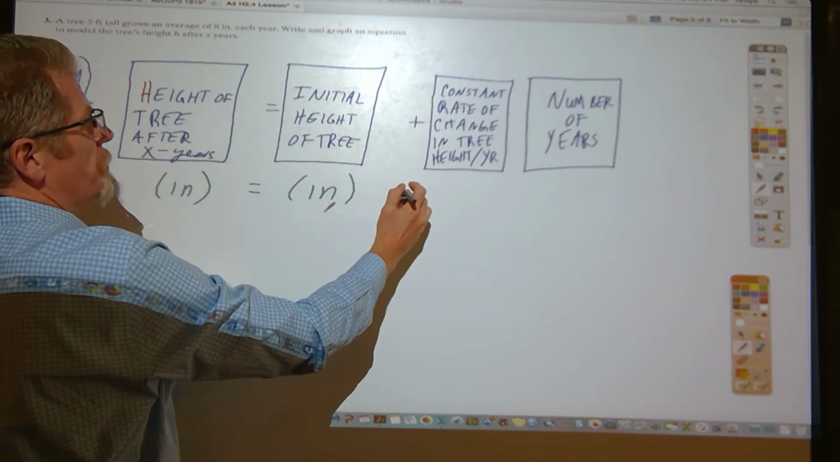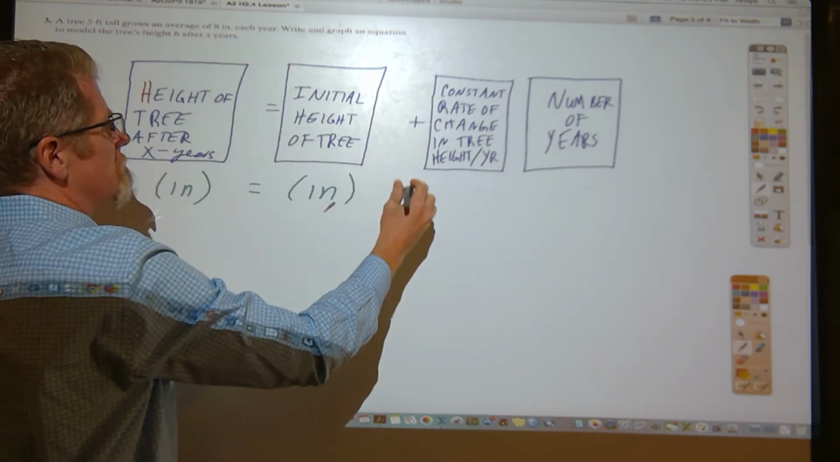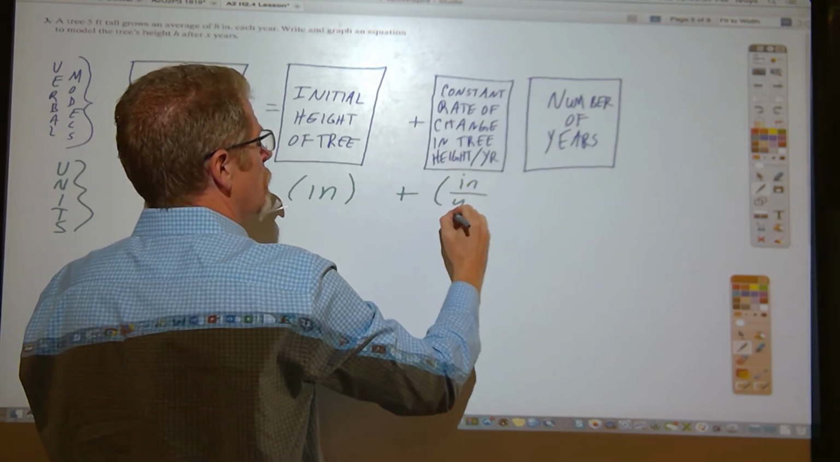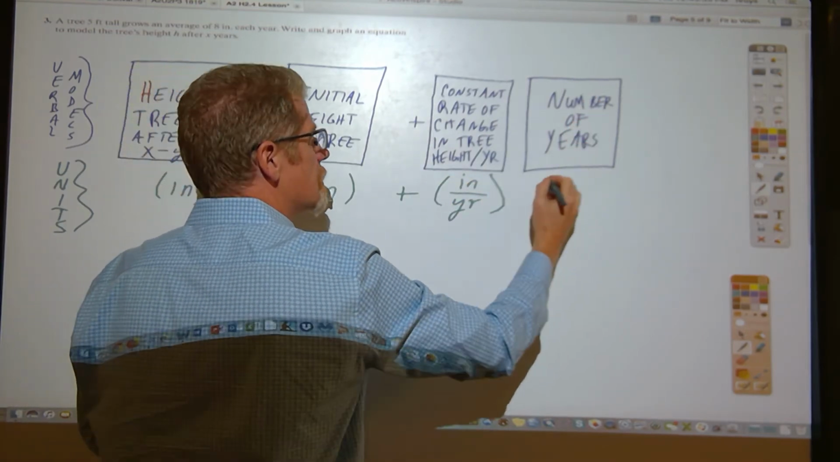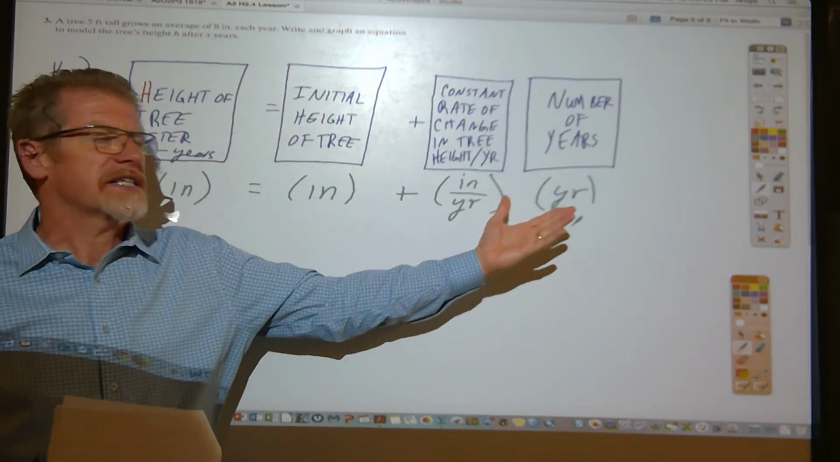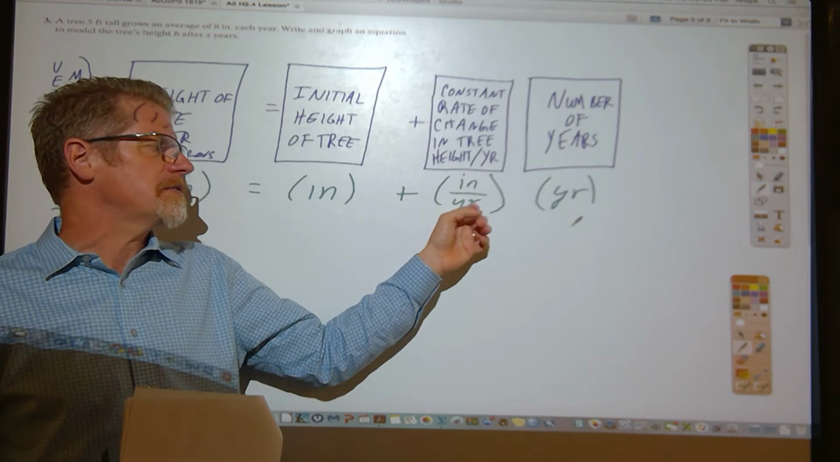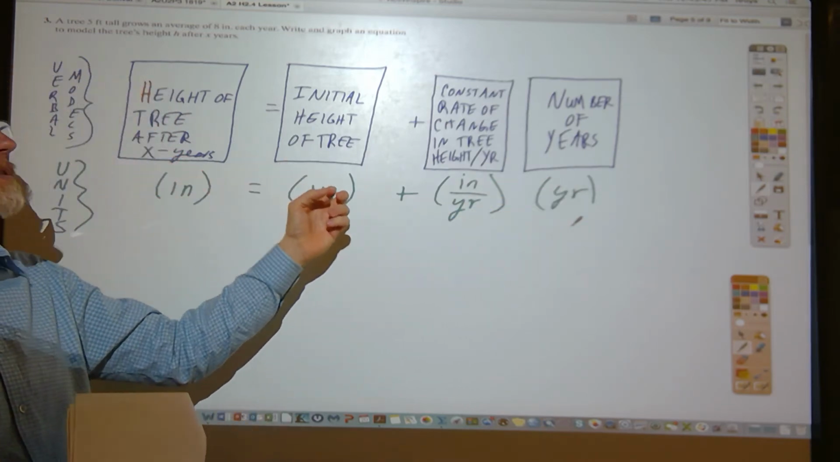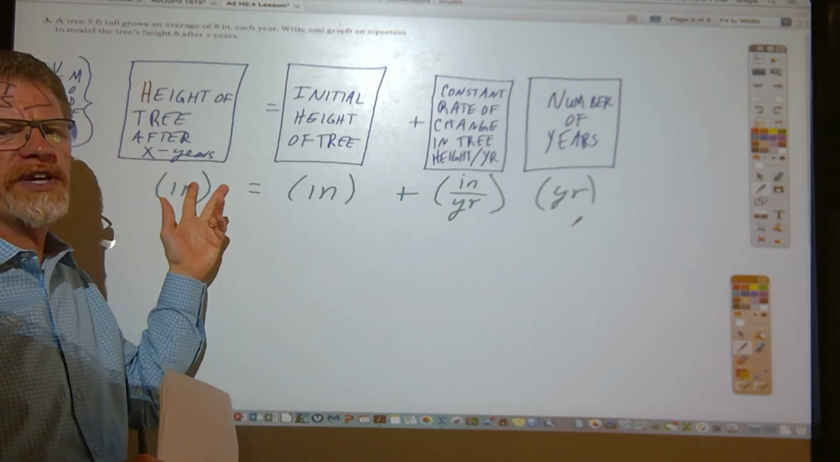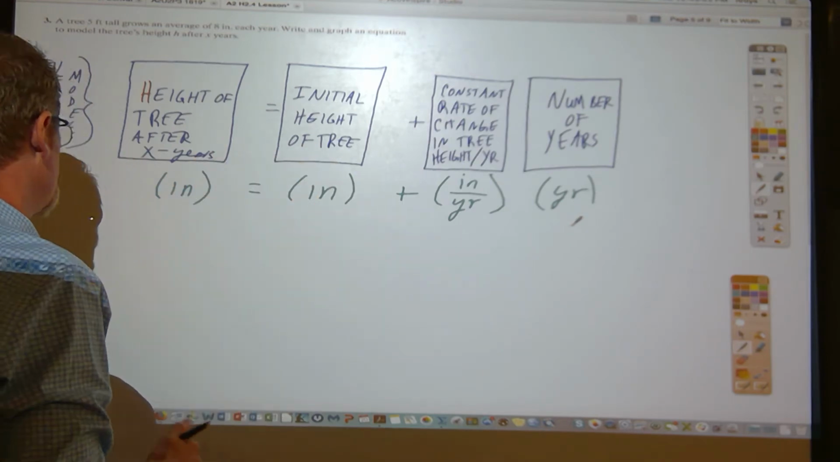The reason I went with inches is because the slope is given in units of inches per year, and years are measured in years. So the unit analysis makes sense. Years divided by years cancels. We get inches equals inches plus inches. That makes a lot of sense. We don't want to have something like where feet equals inches. That would not be a good model.